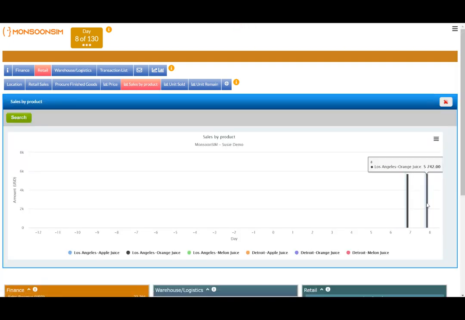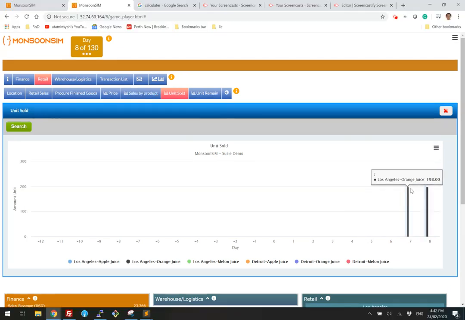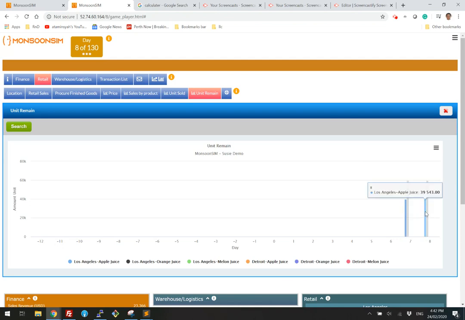how much has been sold in US dollars each day, so day 7 and day 8. How many units were being sold at that day, so 234 at this day. And unit remaining is how many apple juices are still in stock after some were sold.